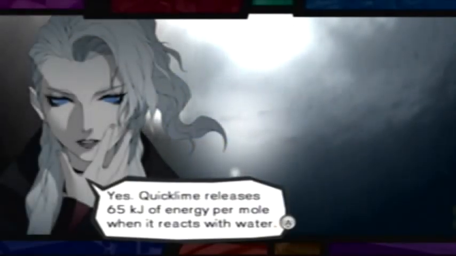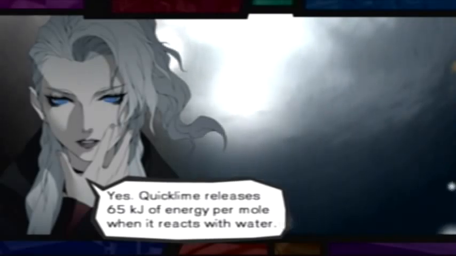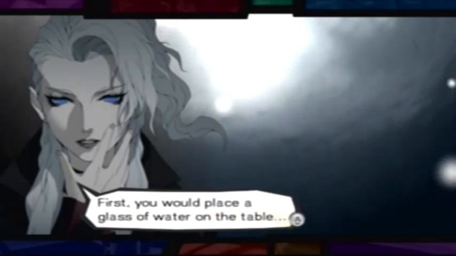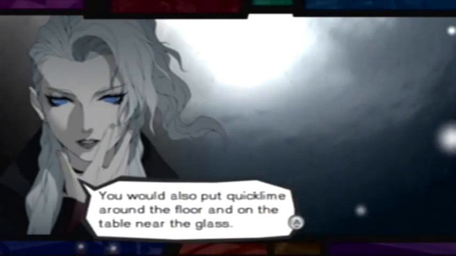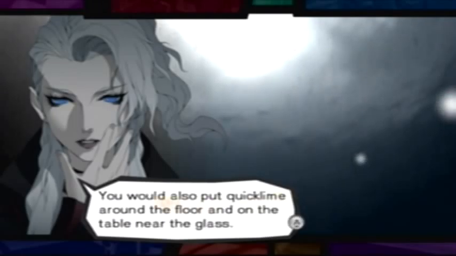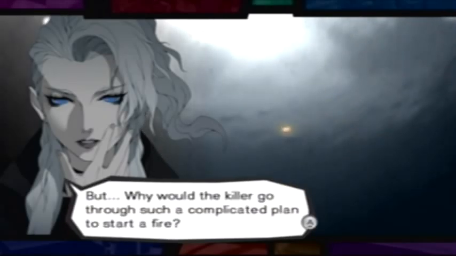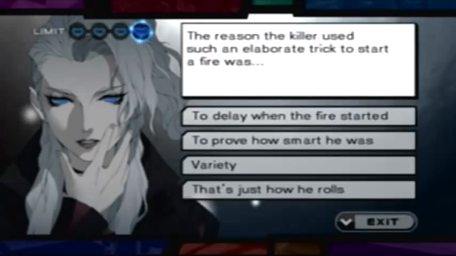Yes. Quicklime releases 65 kilojoules of energy per mole when it reacts with water. This was the method used to start the fire in this room. First, you would also put quicklime around the floor and on the table near the glass. When the table falls over, the hydration heat caused by the reaction would cause a fire. But why would the killer go through such a complicated plan to start a fire?